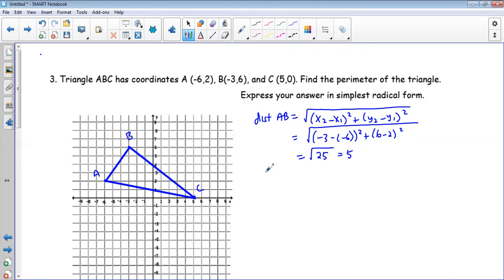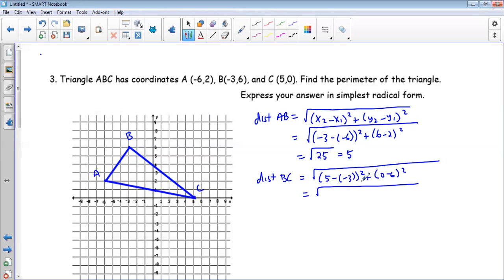Now I'm going to find the distance of BC. I don't have to write the formula again because I just wrote it. Square root of 5 minus negative 3 squared plus 0 minus 6 squared. 5 minus negative 3 is 8. 8 squared is 64. Plus negative 6 squared is 36. 64 plus 36 is 100. The square root of 100, I really seem to make big radicals. Square root of 100 is equal to 10.